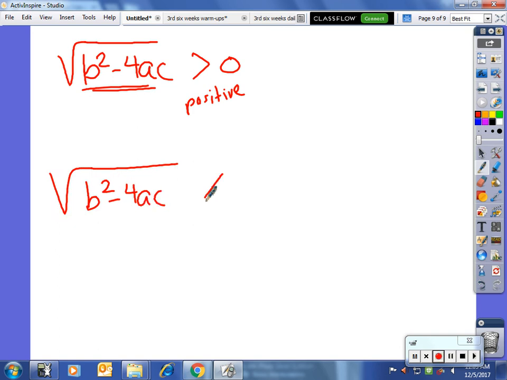Now, if you are simplifying, and this is going to happen on several problems tonight, if you're simplifying your quadratic formula and what's inside your radical symbol ends up being less than 0, what kind of numbers are less than 0? That would be a negative number. Think about that for a second. Like, let's say it's simplified down to the square root of negative 16. What's the square root of negative 16?